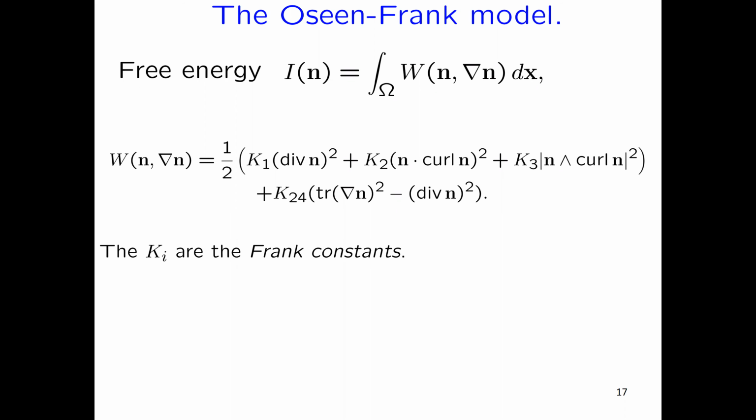Now the Ki, so K1, K2, K3, and K24 are called the Frank constants. And they govern different modes of deformation of the liquid crystal. So the first one is associated with a splay deformation. So if my fingers with a liquid crystal, that's a splay.